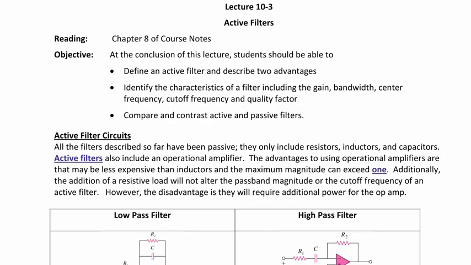Active filters can be described the same way we describe passive filters, except they include more than just resistors, inductors, and capacitors. Active filters also include an operational amplifier. The advantages to using operational amplifiers are that they may be less expensive than inductors, and the maximum magnitude can now exceed 1. Additionally, the addition of a resistive load will not alter the passband magnitude or the cutoff frequency of an active filter because, since they have op amps, they have a very high input impedance. However, the disadvantage in using an active filter is that it will require additional power for the operational amplifier.